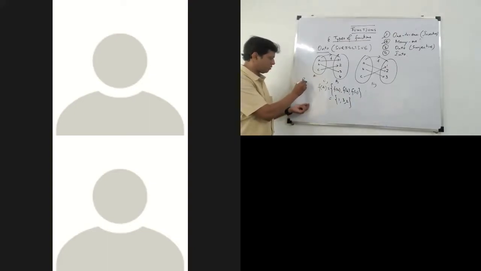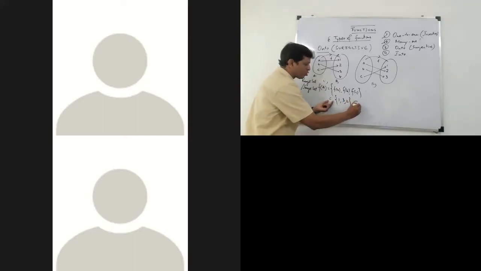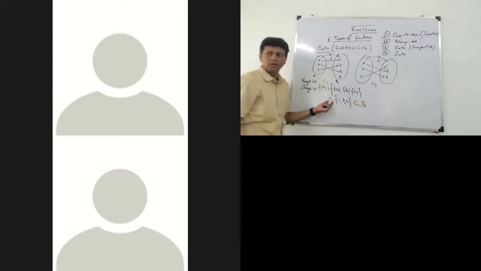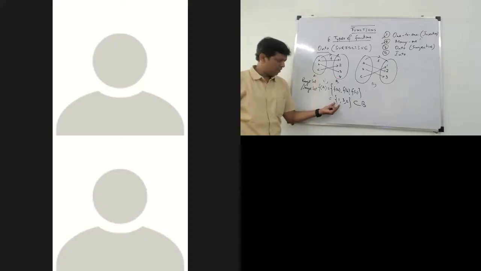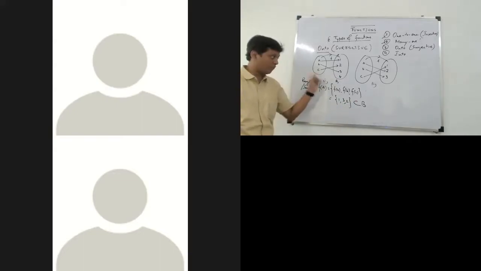So I'm writing it, right, and it is a subset of B because 4 is not there in the set, so it is a subset of B, right? So the image set is a subset of the codomain. B is the codomain, right? So your range set or image set is a subset of the codomain, right? In this case, in the first diagram.